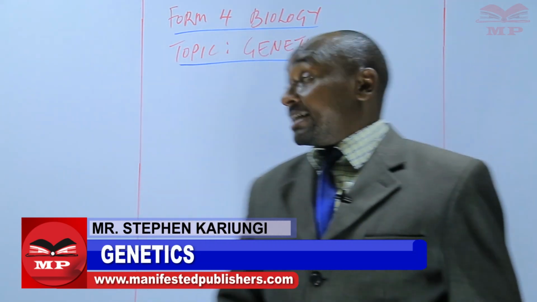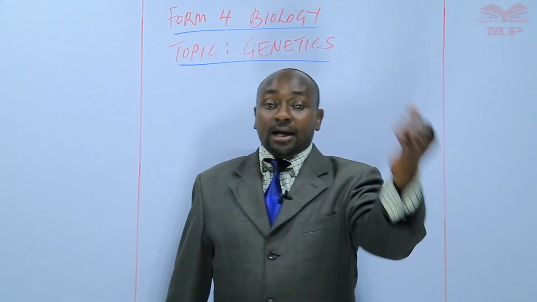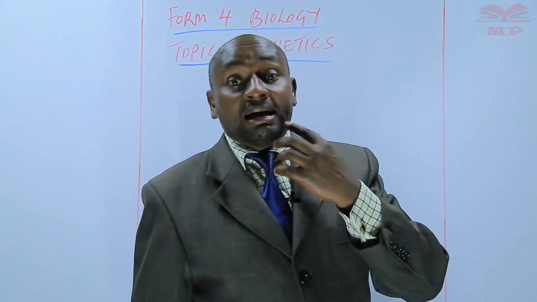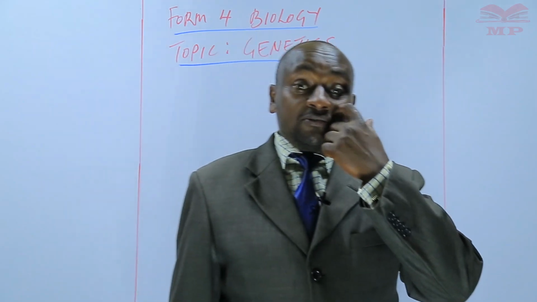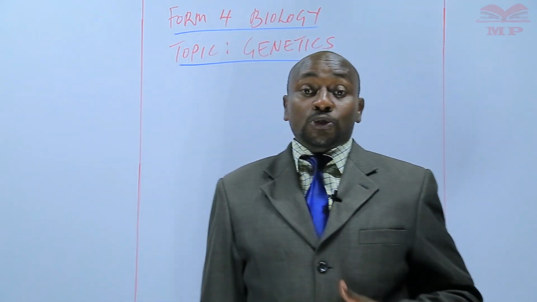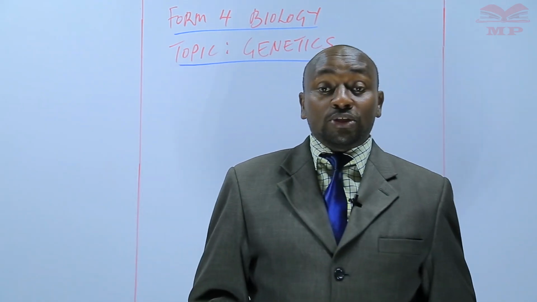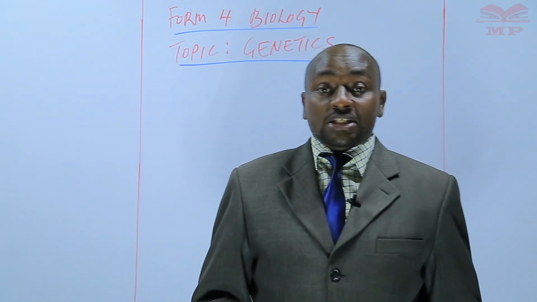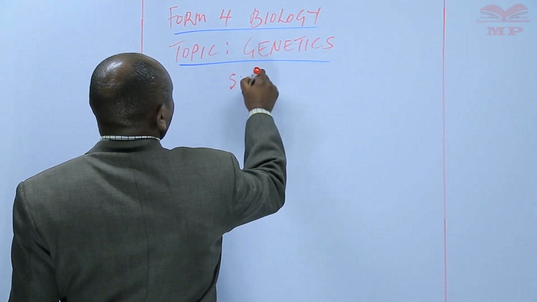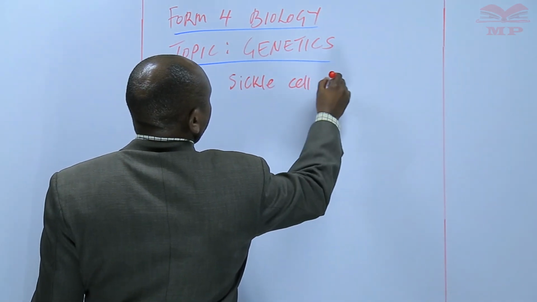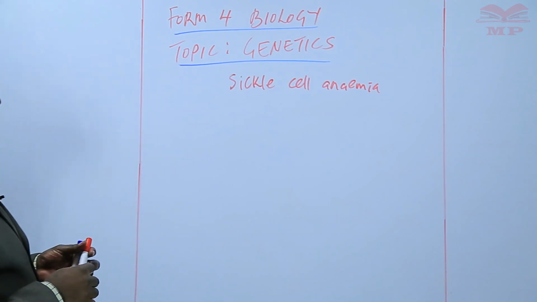And the topic is genetics. So we are discussing the disorders that arise as a result of gene mutations, and already we have discussed albinism. Today we are going to discuss another genetic disorder that arises from gene mutations, and this is sickle cell anemia.